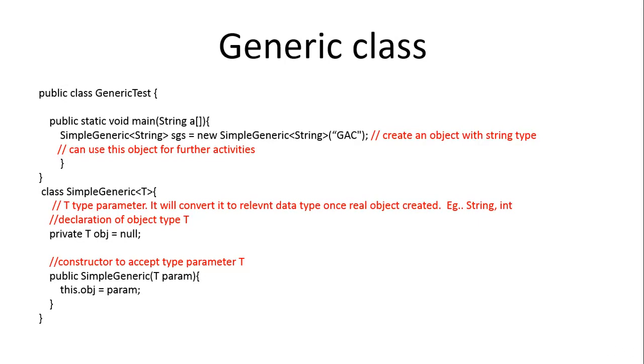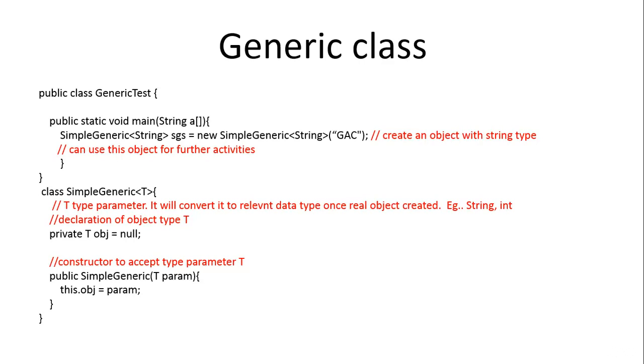Declaration of object type T is denoted by private T obj = null, and there's a constructor to accept type parameter T. So we have to write the logic only once for any data type. So the data type can be changed. T is used for that, capital T. So in this class also you can have the same logic with different data types. Data type can be changed by replacing T. So let's see how we can do it.